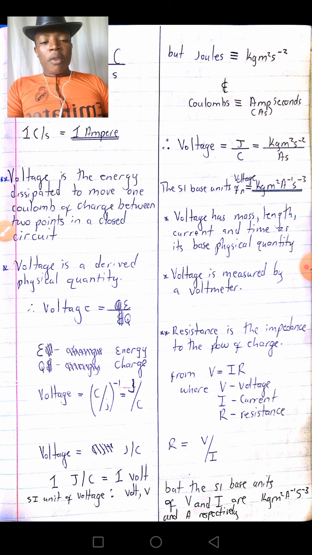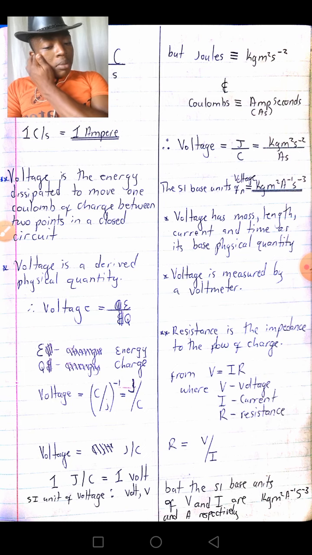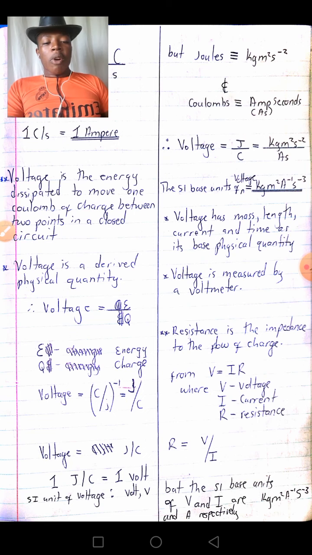From voltage is equal to current times resistance, which is derived directly from Ohm's law, V is equal to IR, where V is voltage, I is current, R is resistance. You can make R the subject to remain with V over I. But the SI base units of V and I are kg m squared A to the power of negative 1 s to the power of negative 3, and A respectively.